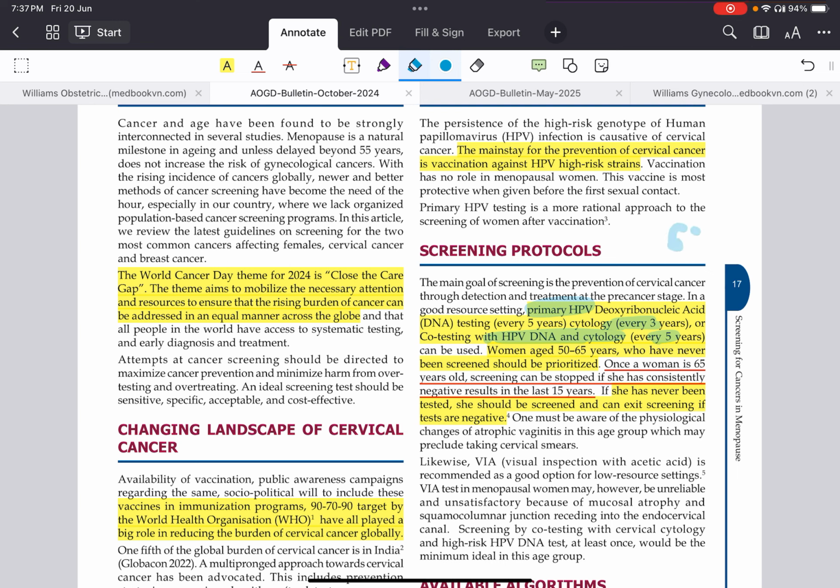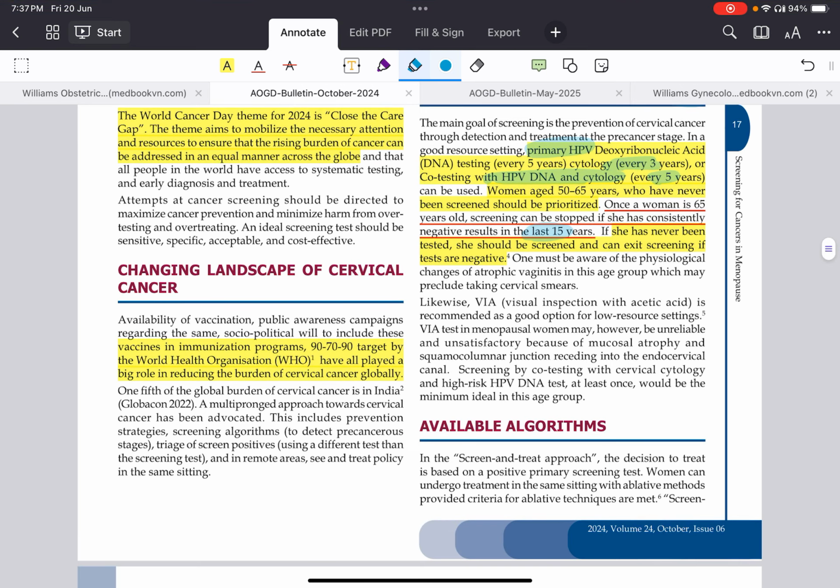Generally, we do it till 65 years, and if the last reports in the last 15 years are all negative, then you'll stop. If a 65-year-old female came without any history of screening, then you'll do one screening. WHO has set a 90-70-90 target for immunization.